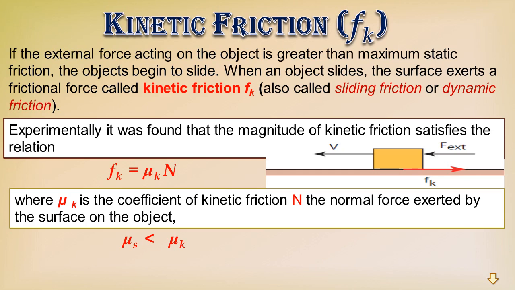So to move an object with a constant velocity, if you want to ride a bike from Tiruchendur to Thoothukudi or Tirunelveli to Chennai with a constant velocity, then you have to apply a force which is equal in magnitude and opposite in direction to the kinetic friction. So finally we get mu s is less than mu k.